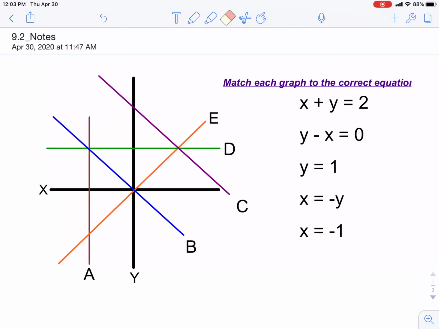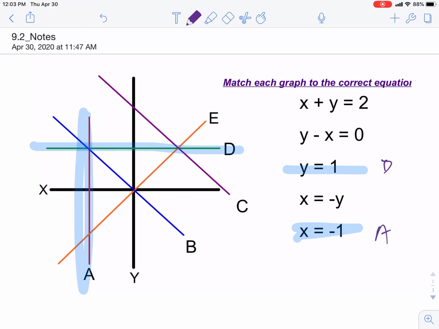Going to start out here quick with just a little sketch of graphs, matching graphs with the correct equation. So I want you to pause the video quick and just see what you can do. All right, so first off, I'm going to take care of these ones first. Y equals 1, that is the horizontal line at D, right? Likewise, x equals -1 is the one that's going straight up and down. So that's D, and this is A, right?